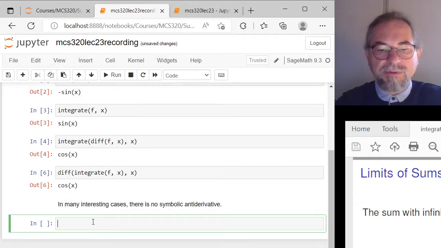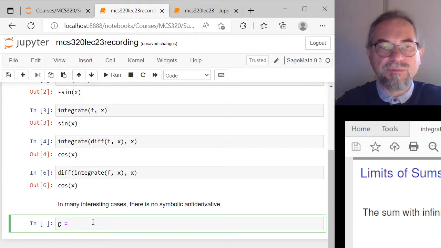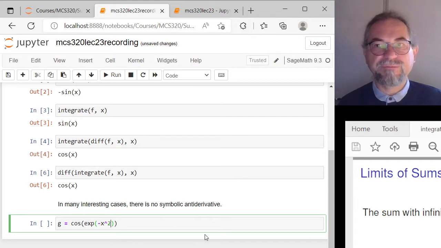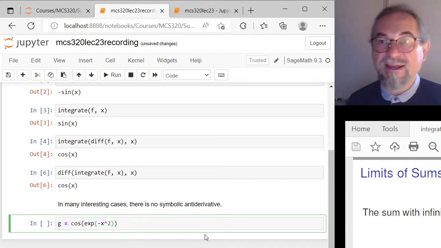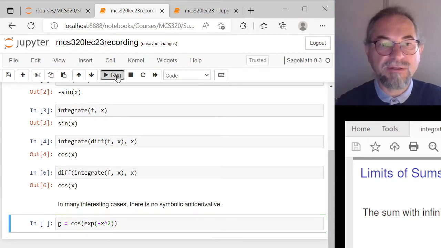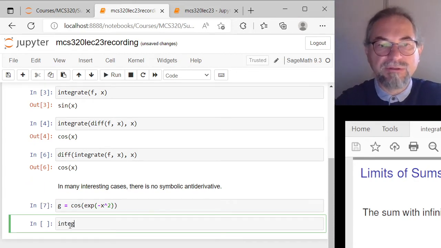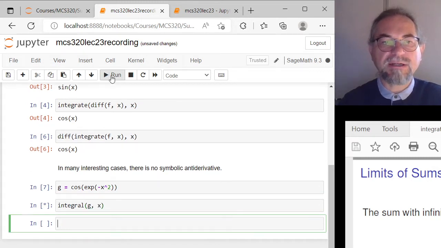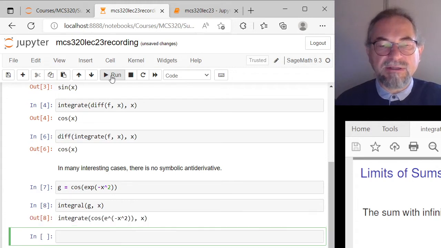So here is an example. Perhaps I should use a g function. So we have the cosine of an exponential. Let me take the composition of three functions: the square, the exponential, and the cosine. If I now ask for the integral of g with respect to x, then it takes a while, and we get the expression essentially back.